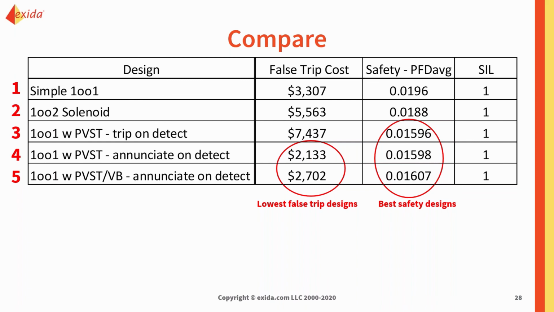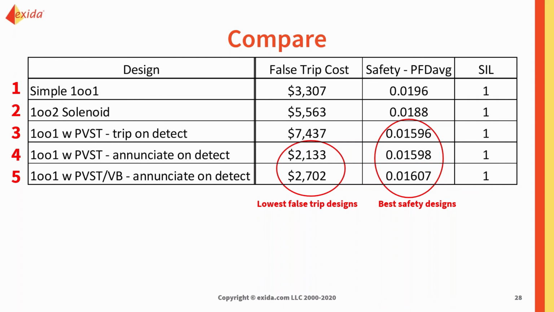Now look at design number 4. We had to go out 4 decimal points, really, to even show a difference. And look at the false trip rate and the cost. That's amazing. Even when we added a volume booster, it's really not bad. So what are the best designs? Obviously, it's the last 2, right? If we can add partial valve stroke testing and enunciate on detect, we really optimize our design with the lowest false trip rate and the best safety.